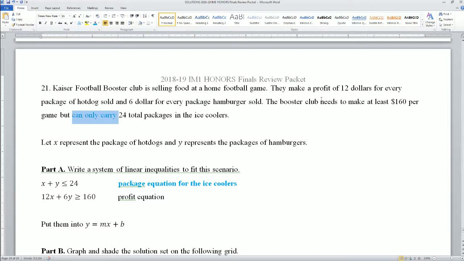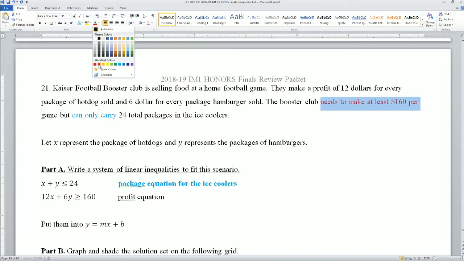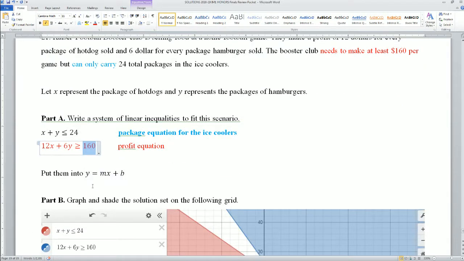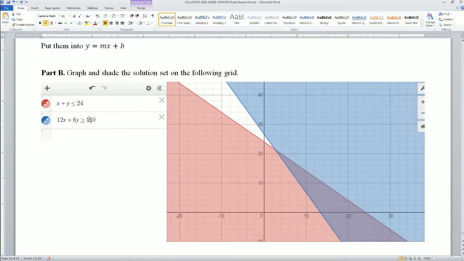Alright. Next, they need to make at least a profit of $160. That is why this would be the profit equation. $12 times x plus $6 times y has to be greater than or equal to $160. Alright, to graph it, you have to put it into y equals mx plus b, or make your life easy, plug those two equations into Desmos. That shaded region here would be your solution set, because again, it is a system of inequalities, okay? And any of these would work. Remember, you can't really have negative values, so only look at the first region, but this would be all valid answers. Alright, so there you go. That is all your solutions for the final review.